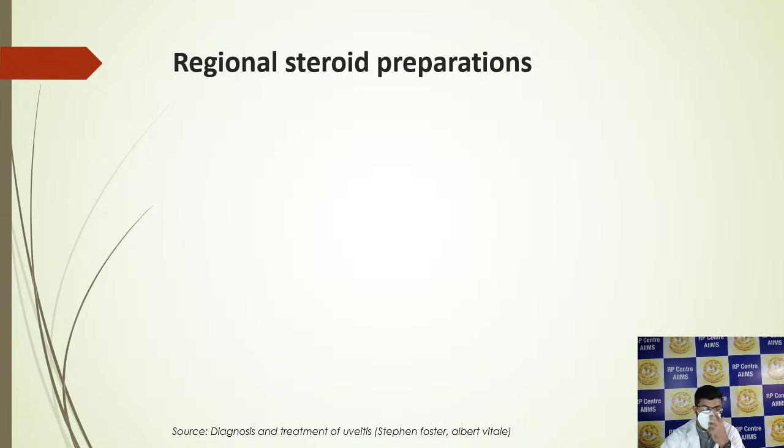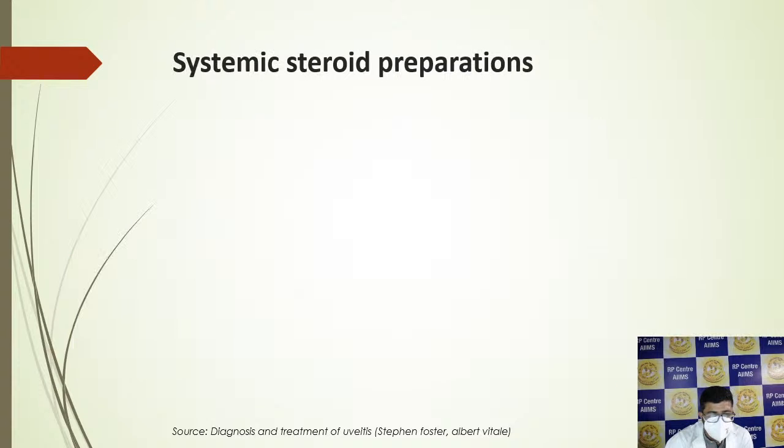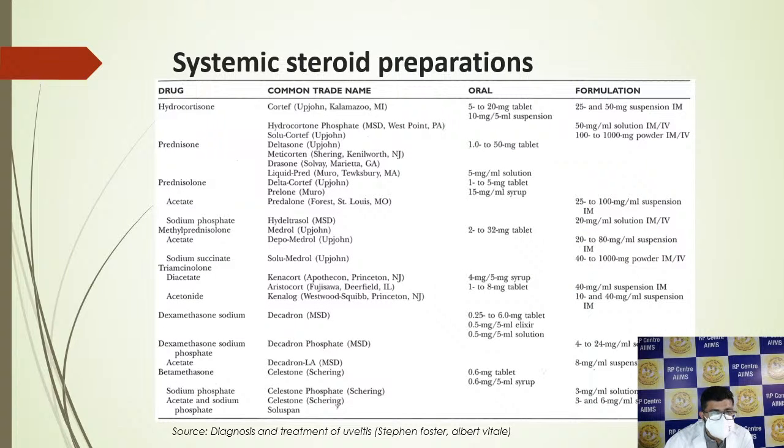And coming to the regional steroid preparations, these are the various regional steroids. What we commonly use is triamcinolone acetonide. It is given as a 40 mg per ml suspension or depot form. These are the systemic steroid preparations. What we commonly use is prednisolone 1 mg per kg tablet, which is available as Visalone, and also IV methylprednisolone. It is used as a 40 to 1000 milligram powder for IV infusion for 3 days.